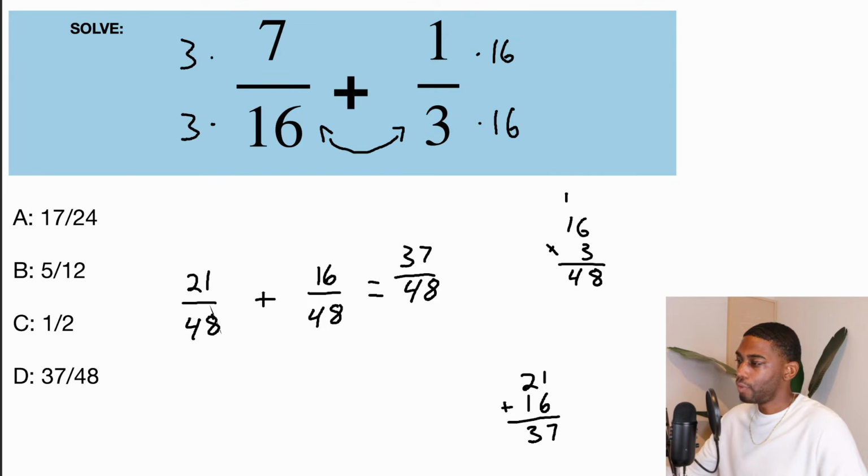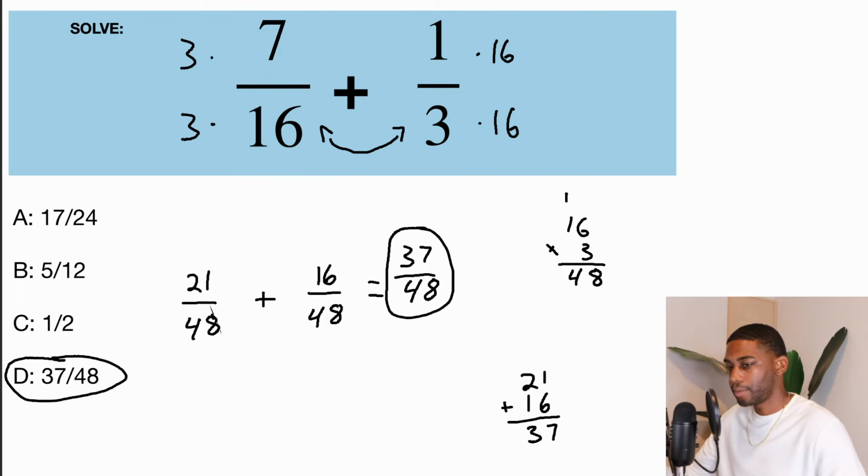37 over 48. Can we simplify this fraction? Is there any number that goes into both 37 and 48? The answer would be no. 37 over 48 would be your final answer. D would be your final answer.